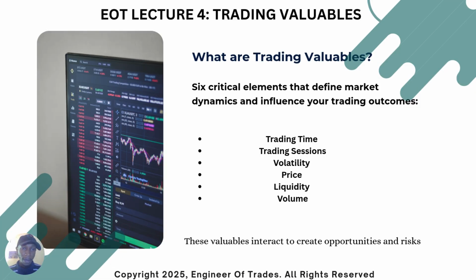So we begin by understanding what exactly these trading variables are. Basically, they're just six elements that define market dynamics. They summarize what the market is all about. The movements in the market, your trading experience, they shape it, and most importantly, they influence your trading outcomes.